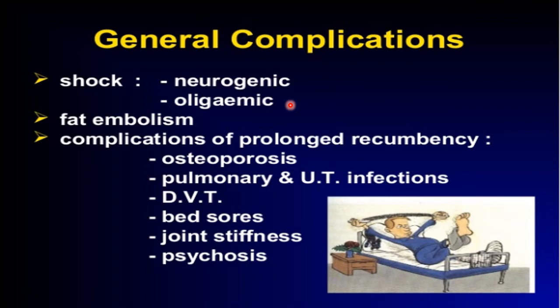Oligemic or hypovolemic shock we discussed previously in larger bones. For example, a patient with a simple fracture of the femur can bleed 1.5 liters into his thigh with only disclosing swelling of the thigh on the outside. Similarly, fractures of the pelvis can bleed intra-abdominally or retroperitoneally up to 3 liters overnight.